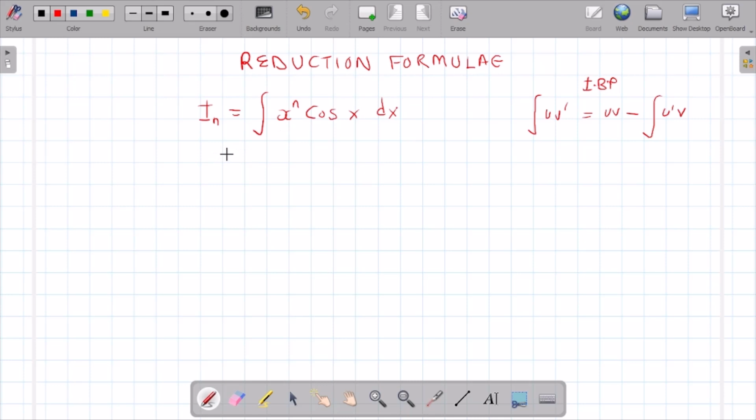So we have to choose our u. Our u is x to the power of n. We have to choose our v prime. Our v prime is cosine of x.